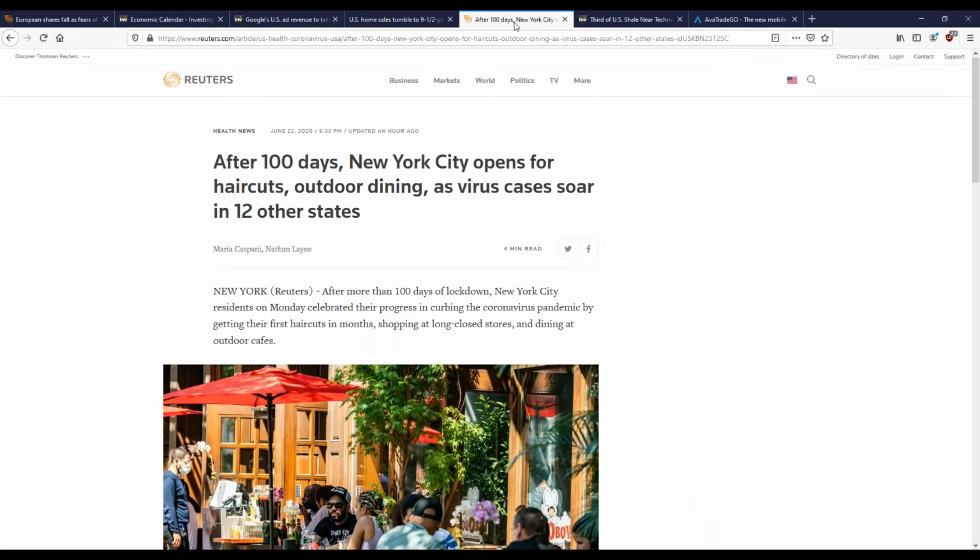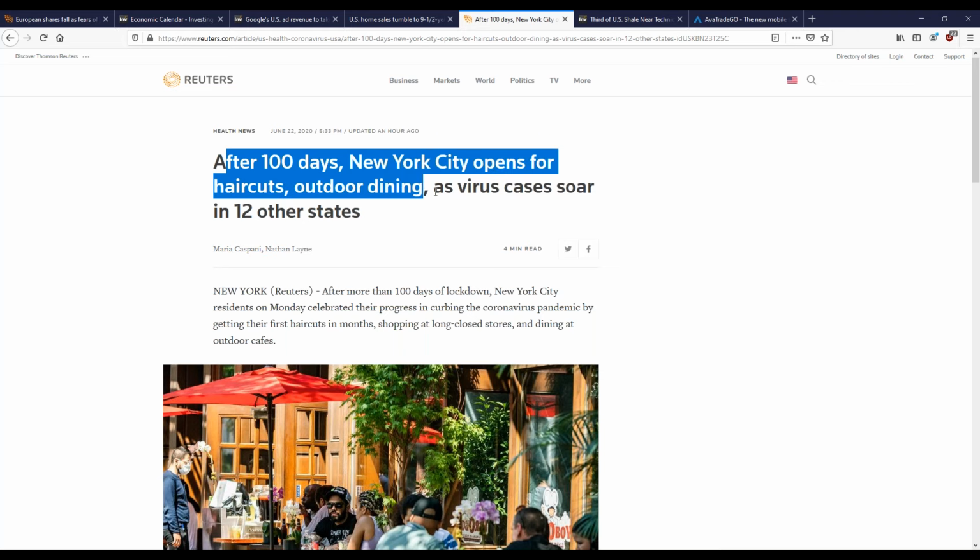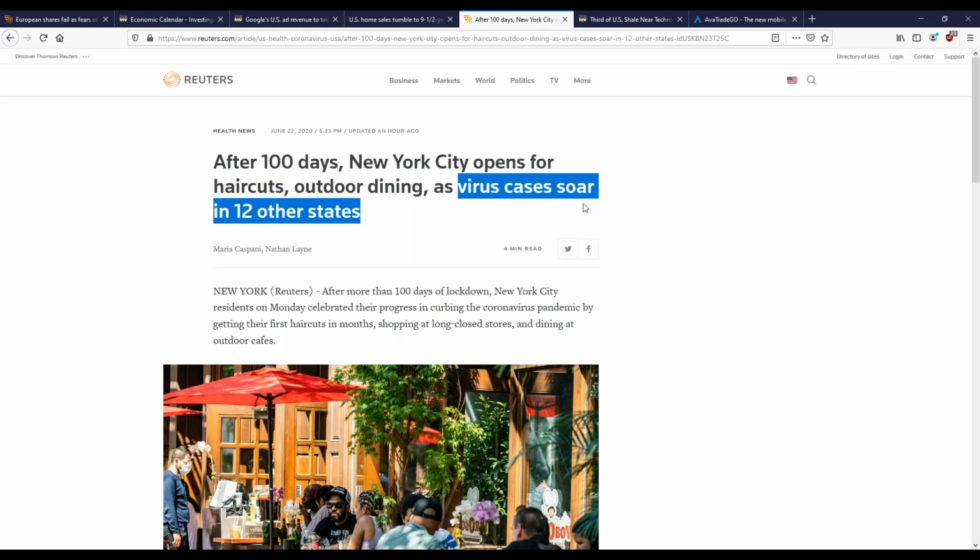Now, if we go on, look at some other stuff. This is positive. New York City opens for haircuts, outdoor dining. That's what's been creating some positive momentum, by the way, these past weeks, as the economy's opening up. But what could put a damper on that? What's the one thing that could reverse that? Virus cases soaring. And that's starting to happen in 12 states in the US and other countries around the world.